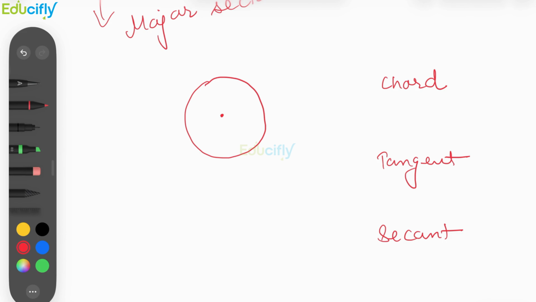So first thing is chord. A chord is a line which passes like this. It should be inside the circle, first thing. Second thing is that a straight line, a line segment, should join 2 points of the circumference of a circle.